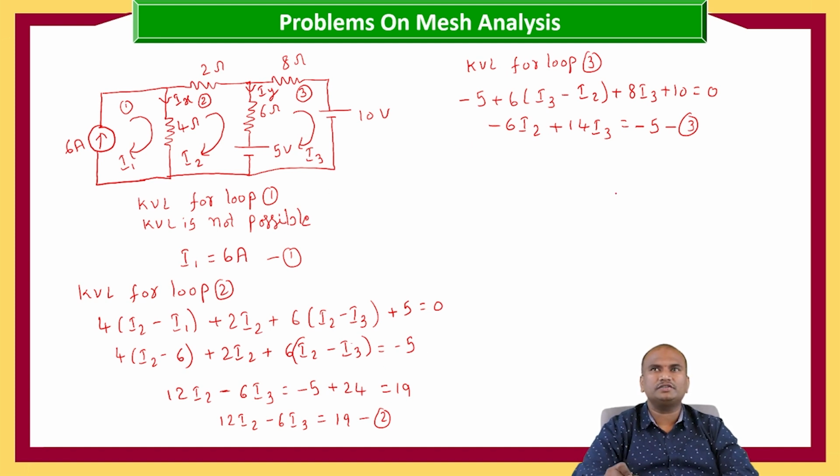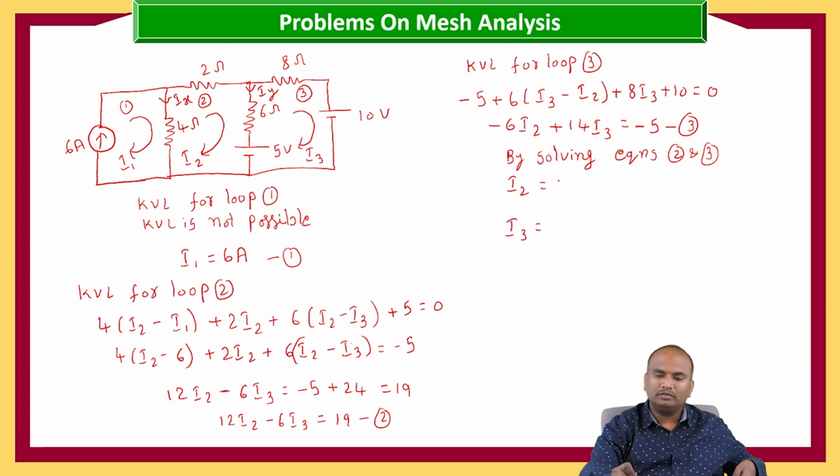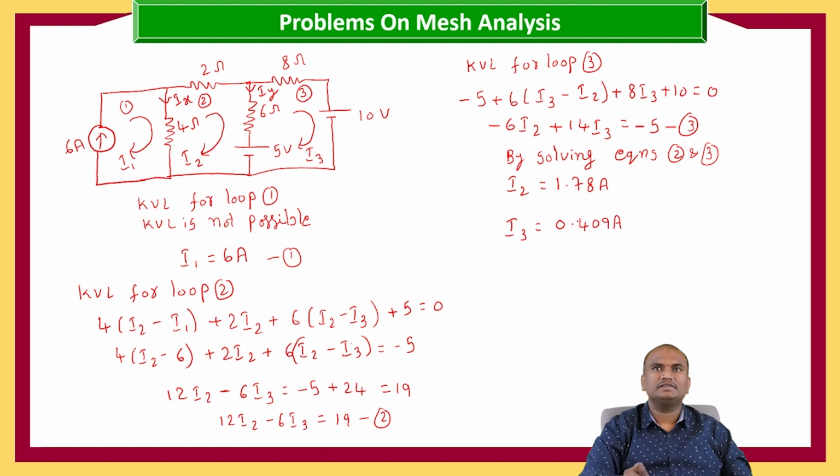By solving equations 2 and 3, we get I2 and I3 as 1.78 amperes and 0.409 amperes.